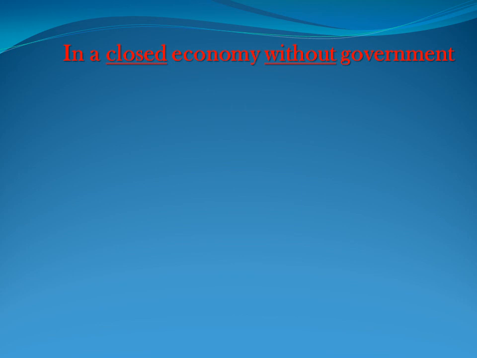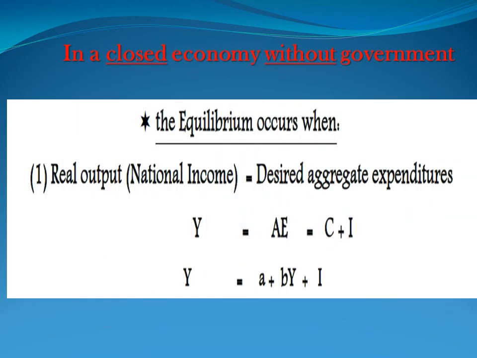Now, the equilibrium in a closed economy without government could be determined through two approaches. The first one occurs when national income, which represents the supply side of the goods market, equals the desired aggregate expenditures, which represent the demand side of goods markets. Concerning the supply side, which is national income, in this case, it is divided between consumption and saving. Why? Because we are in a closed economy without government.